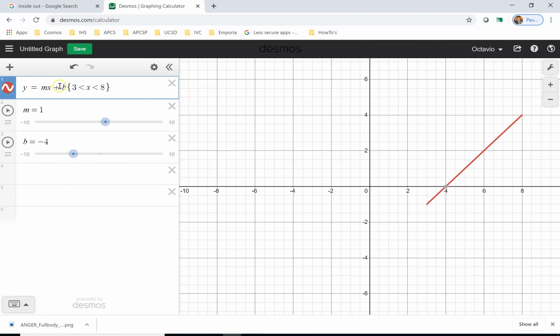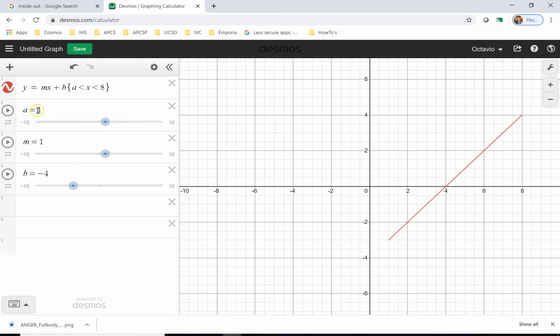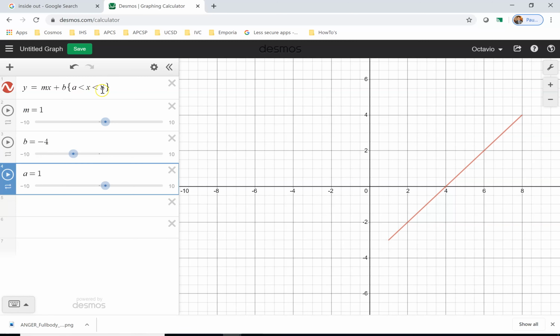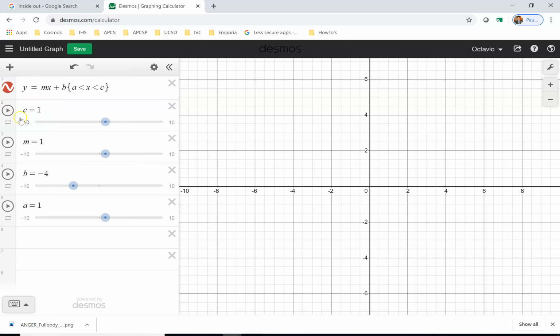Now let me do the same thing that I did with the slope and the y-intercept. I'm going to put a variable here. I'm going to make up the name. It doesn't matter what you call it, as long as it's none of the variables that I have here, like y, m, x, or b. So I'm going to use a, and I'm going to add a slider. I'm going to move this down here. And then again, just another variable. It doesn't matter what it is. I'm going to use c. And I'm going to add a slider. And I'm going to move that down here.